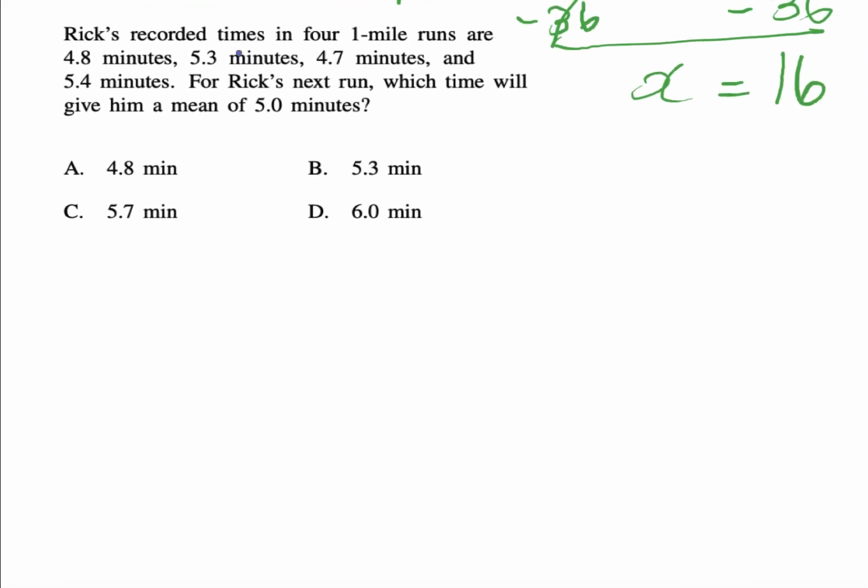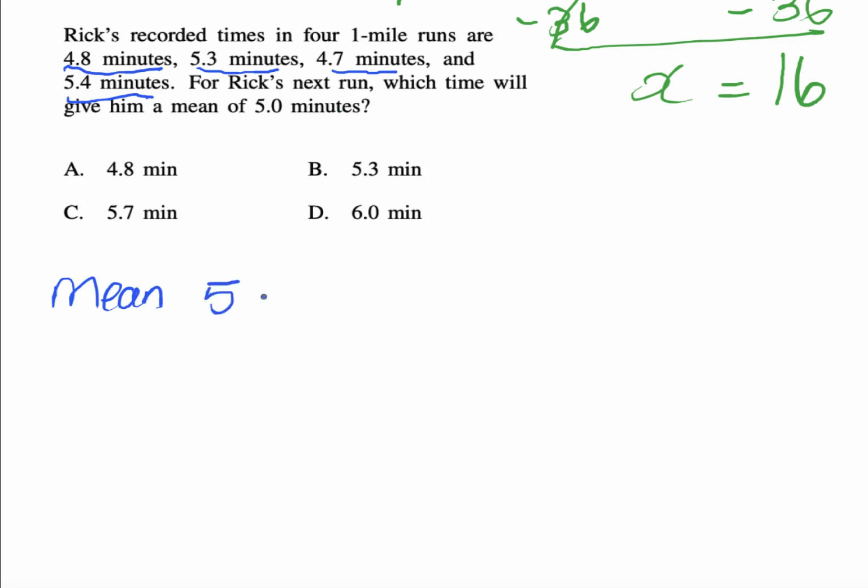Last problem, and I want to throw in a decimal here because I know that sometimes on the GED test, students know how to solve the problem, but once they throw in decimals or fractions, students get afraid. Don't be. So here it says Rick's recorded times in 4 1-mile runs are 4.8 minutes, 5.3 minutes, 4.7 minutes, and 5.4 minutes. For Rick's next run, which time will give him a mean of 5 minutes? So we know that the mean is 5 minutes.